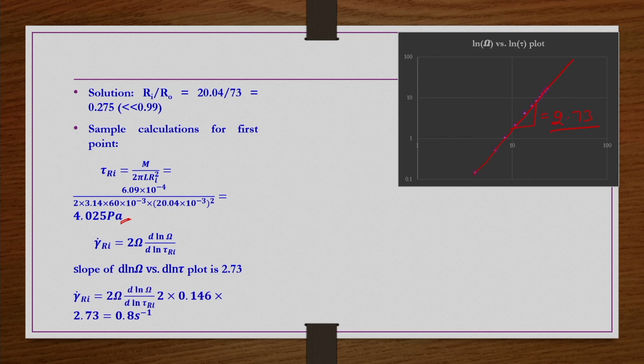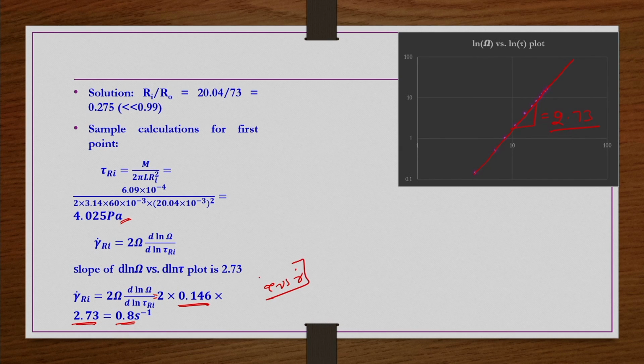So, for the first point, gamma dot Ri is nothing but 2 omega d ln omega by d ln tau Ri, which equals 2 multiplied by omega, the first data point omega is 0.146, and d ln omega by d ln tau Ri is nothing but 2.73. So, gamma dot Ri is 0.8 second inverse for the first data point. Likewise, we have to do this for all the data points, then you have the tau versus gamma dot information.